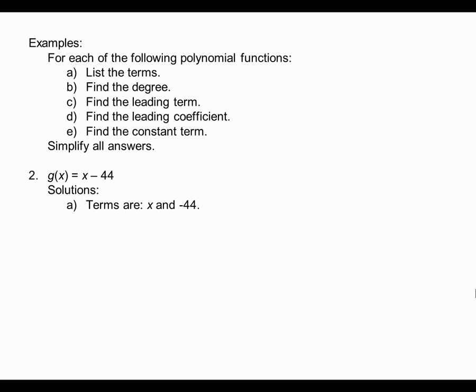Okay, in part B, we're looking for the degree. The degree is the largest exponent on a variable. Remember, you don't see an exponent, so it's understood to be 1. So our degree is equal to 1.